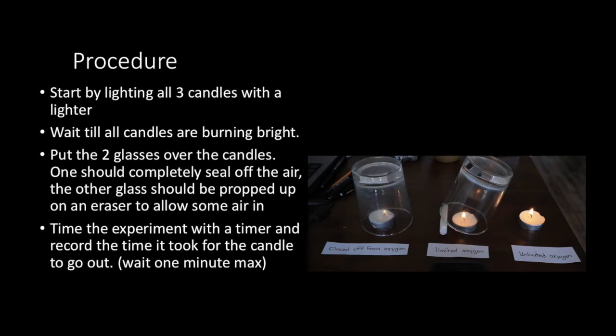The next step in the scientific method is the procedure. We will start off by lighting all 3 candles with a lighter. We are going to wait till all candles are burning bright and are fully lit. We will then put 2 glasses over the candles. One should completely seal off the air, and the other should be propped up on an eraser to allow some air in. We are going to time the experiment with a timer and record the time it took for the candle to go out. We are going to wait a minute maximum for the candles to go out.